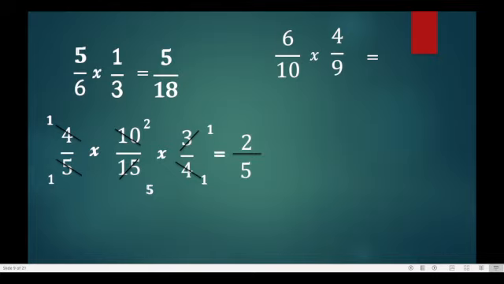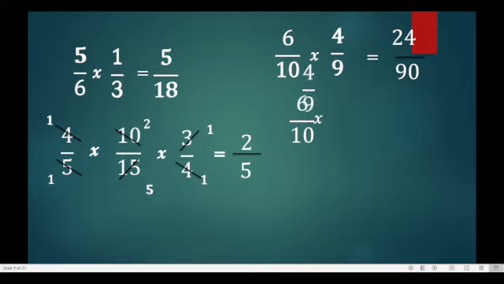So 6 and 10 can be cancelled, 6 and 9 can also be, and 4 and 10. So let's cancel 6 and, okay, just multiply it first. So 6 times 4, I will show you first the long method. So that is 24. And then the denominator 10 times 9 is 90. So this time, let's use the cancellation method.